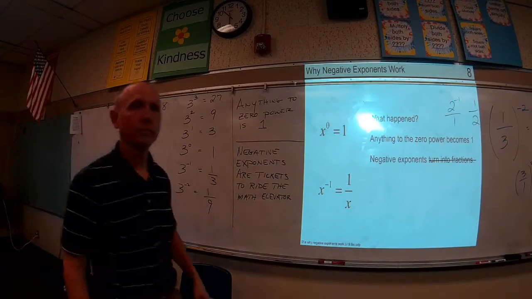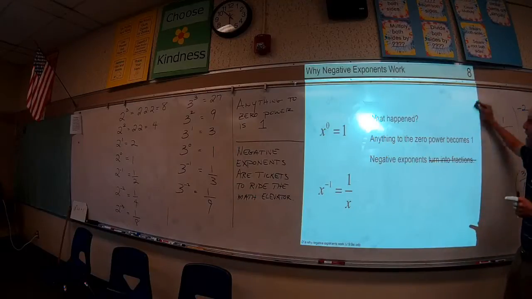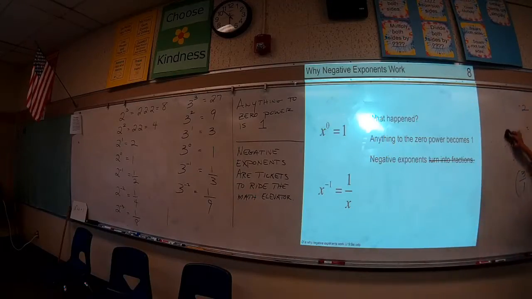Yes, sir. What is that? Where was that heading? So, to explain the elevator, when you see a negative exponent, it goes up or down depending on where it's at. So here are your notes.